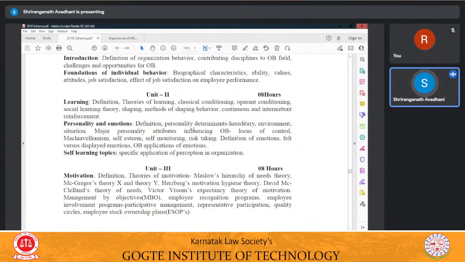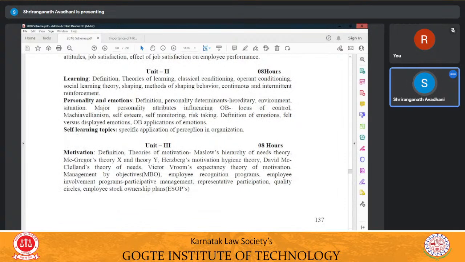Unit 3 deals with motivation. After some time, a person loses motivation to continue the job for whatever reasons. So how to keep up the motivation? There are what are called motivational theories. We are discussing 2 or 3 theories here: McGregor's theory, Victor Vroom's theory, then McClelland's theory. These are the theories we'll be discussing in Unit 3.